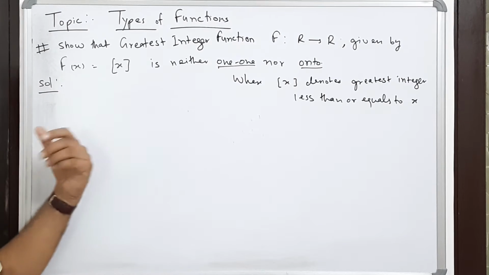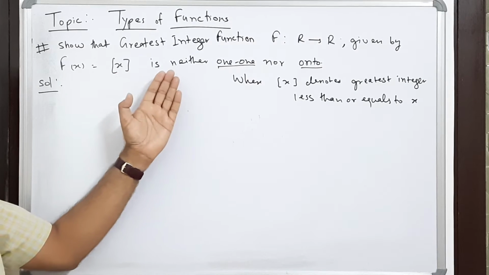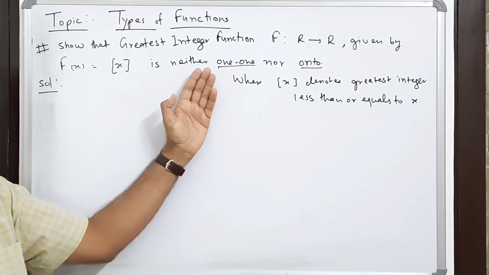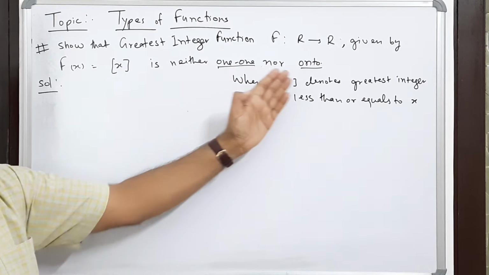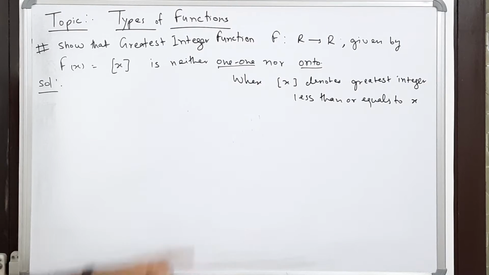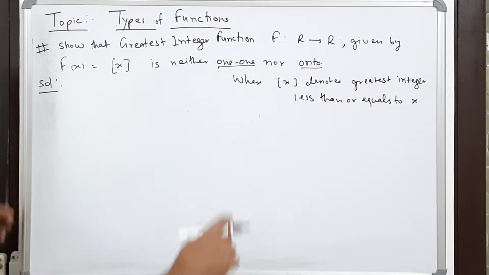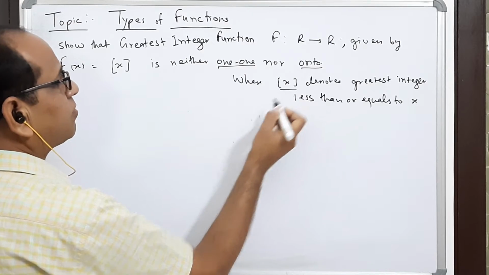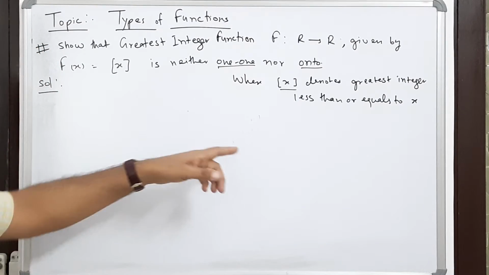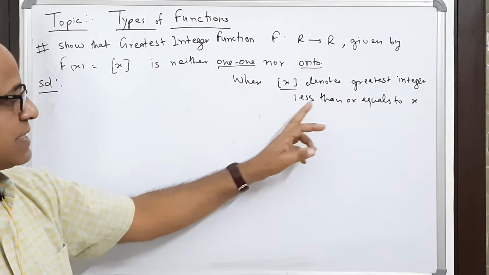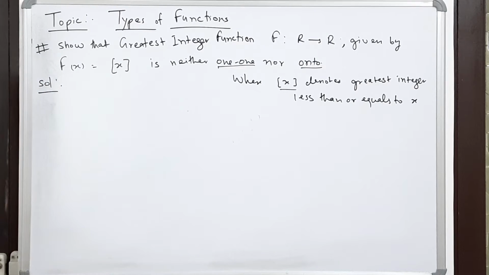But we have to prove here that this particular function follows neither of these relations. As you read in 11th class, the greatest integer function means that if you put x in a big bracket, it denotes the greatest integer which is less than or equal to x. I am taking an example to explain.